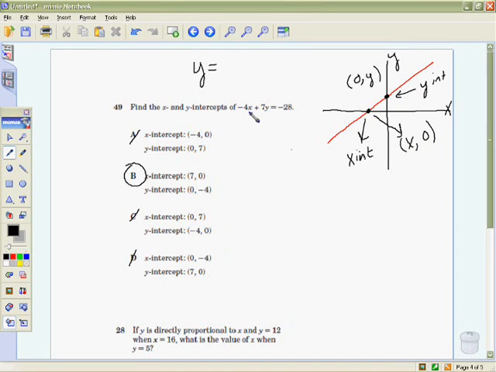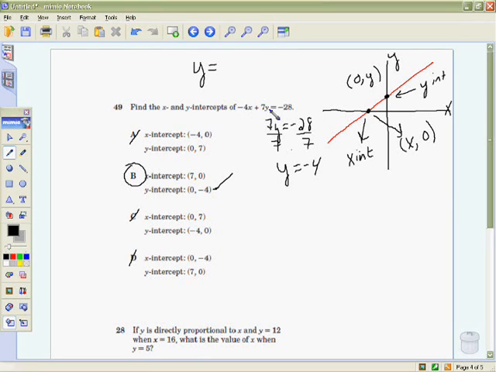So, using that information to find the y-intercept, all I have to do is make the x 0. So what I have is negative 4 times 0 plus 7y equals negative 28, which anything times 0 is 0, so that just goes away. So what I have is a simple equation. Divide by 7, divide by 7, y is negative 4.